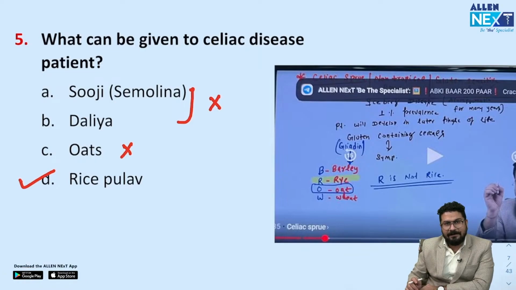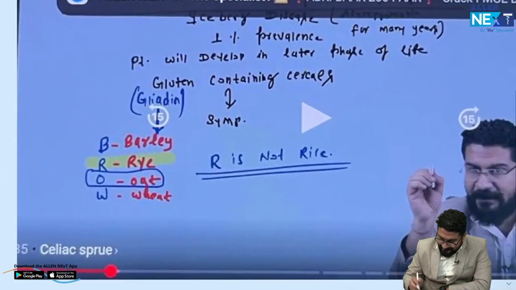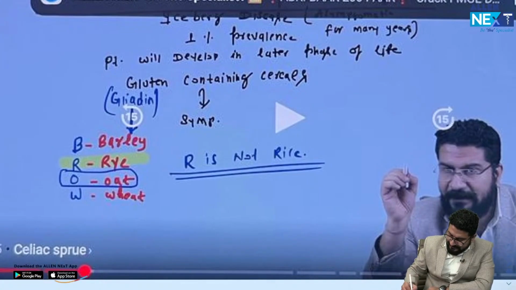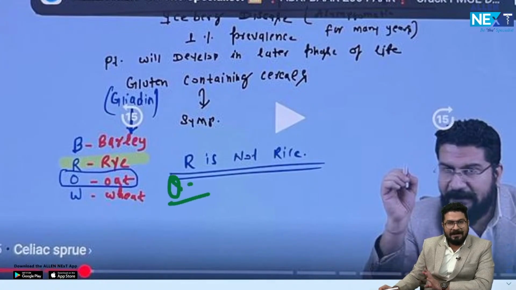Rice, पुलाव, बिरयानी, आप चावल दे सकते हो. So remember, R is not rice. I mentioned this clearly. So this was the question that came in the exam, and rice you can easily give. तो राइस पुलाव बिरयानी खिला सकते हो.